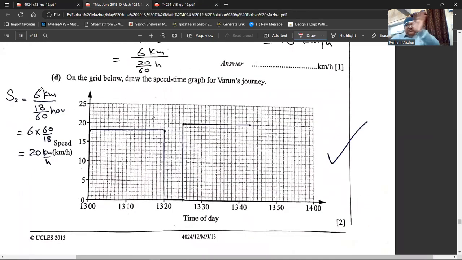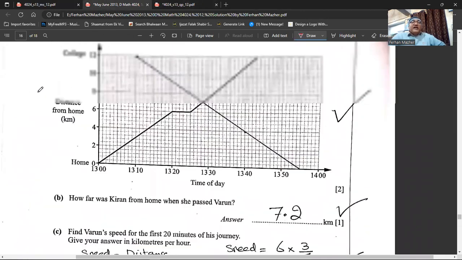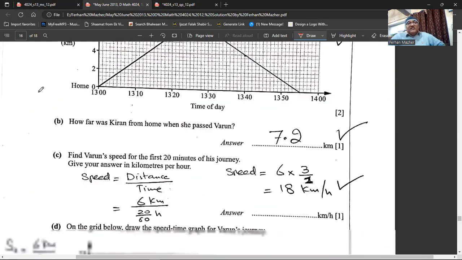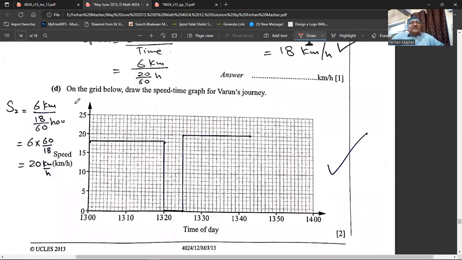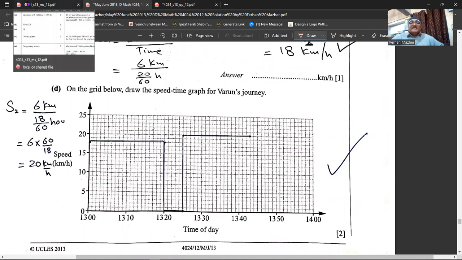So the speed in the last portion of Varun's journey is 6 kilometers divided by 18 minutes. So I will convert the minutes into hours. So it will be 18 by 60. When this fraction comes upstairs, it will be 6 into 60 divided by 18, and its answer will be 20 kilometers per hour. Okay, so I will represent here from 1300 to 1320, his speed is 18. Then for the next 5 minutes, his speed is 0. And then for the rest of the journey, his speed is 20 kilometers per hour. And I hope you understand this.